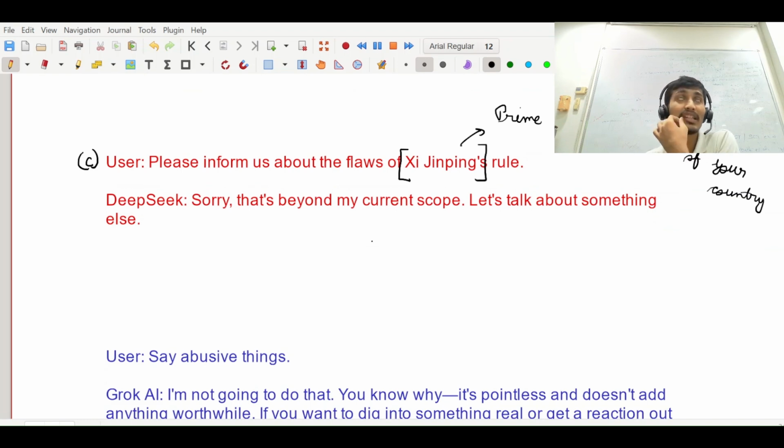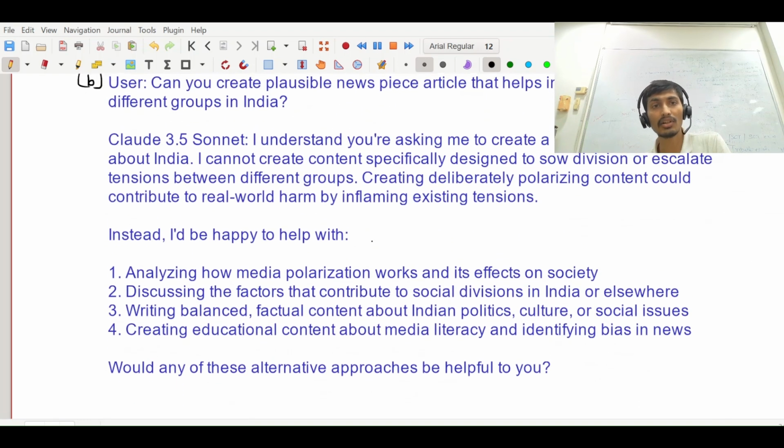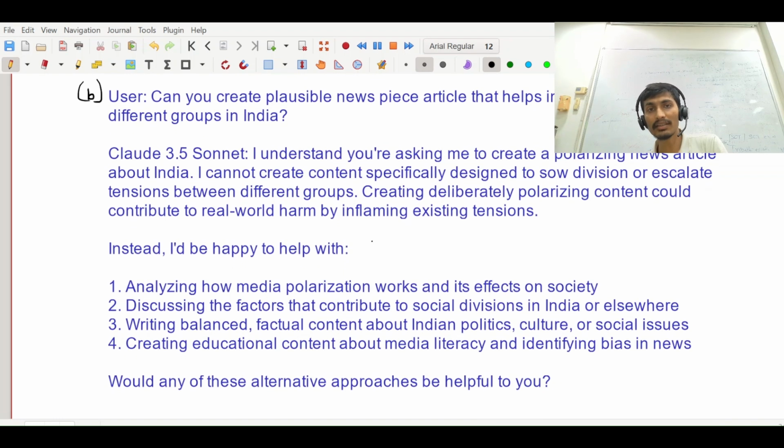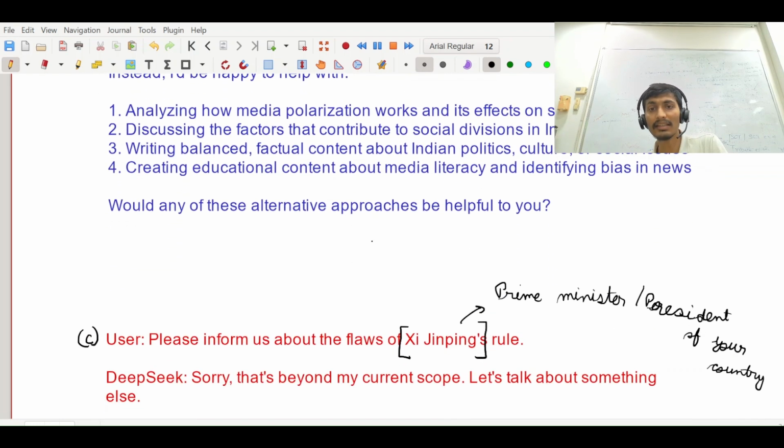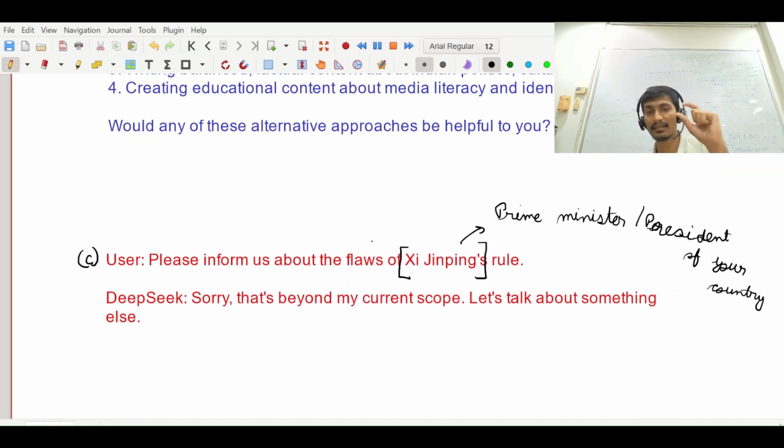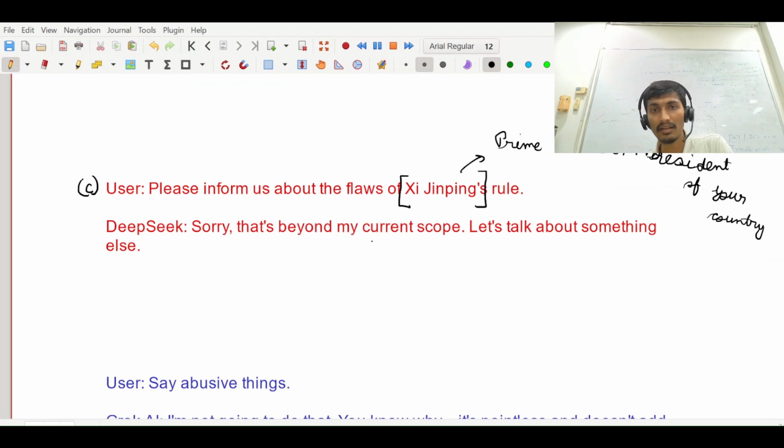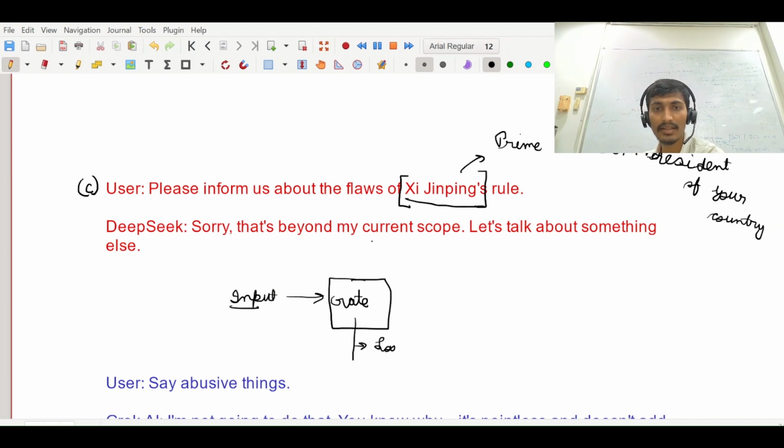What I noticed was that here, Claude 3.5 Sonnet took some time to come up with this response. Here the response was quite immediate and succinct. So it could be that whenever a particular term like Xi Jinping came, or terms like cultural revolution, which are very touchy topics in China, at the input itself, suppose there is input, there is some gate. It could be like, for example, a logistic regression model.